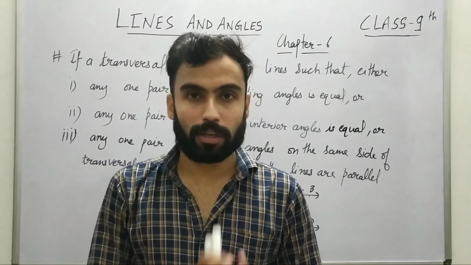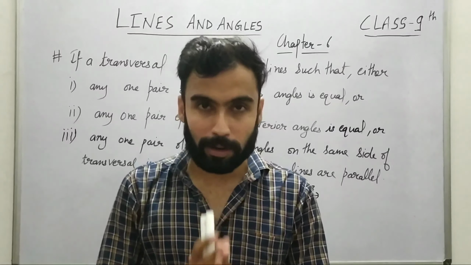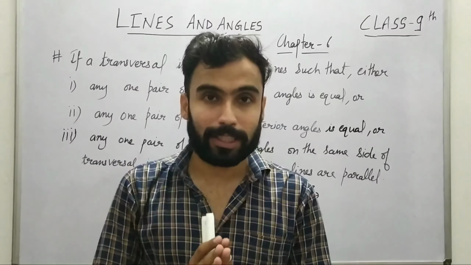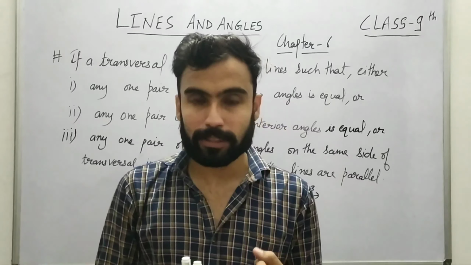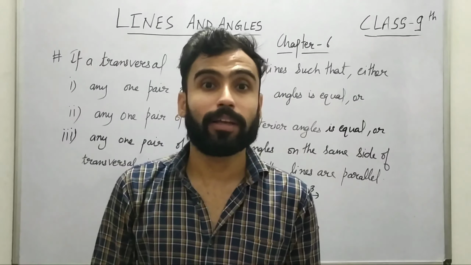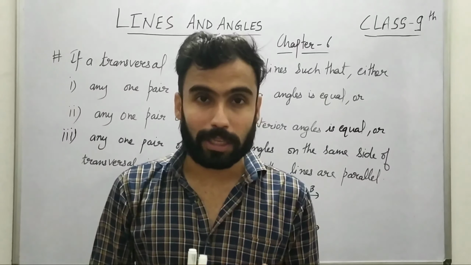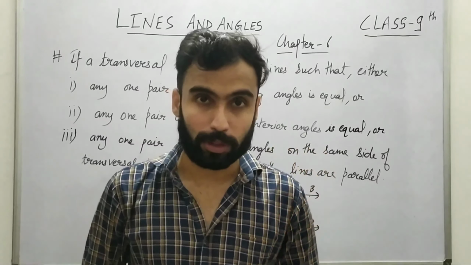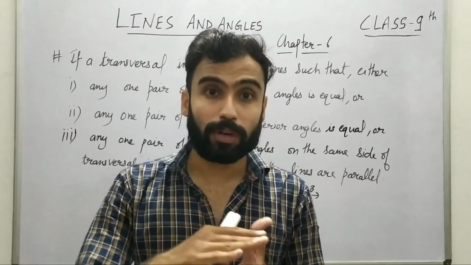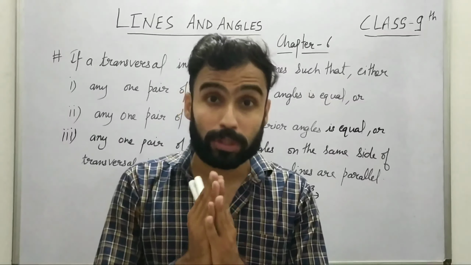So students, earlier I've told you that a pair of parallel lines intersected by a transversal will give a pair of corresponding angles, then alternate angles and interior angles on the same side of the transversal, right? So there are 3 types of angles which I've told you. Now let me just show you the opposite condition.